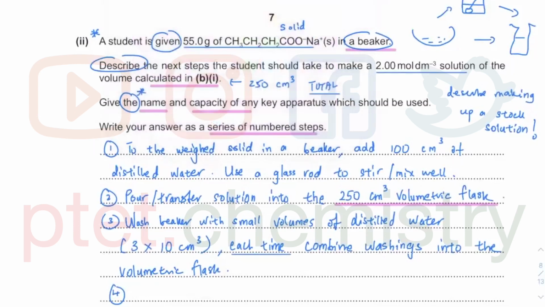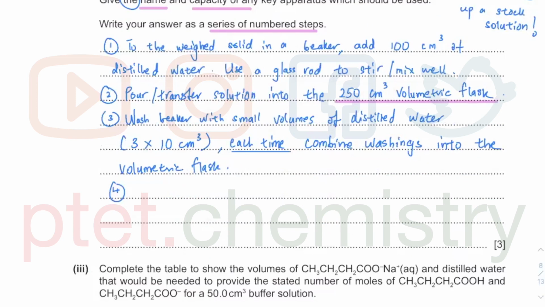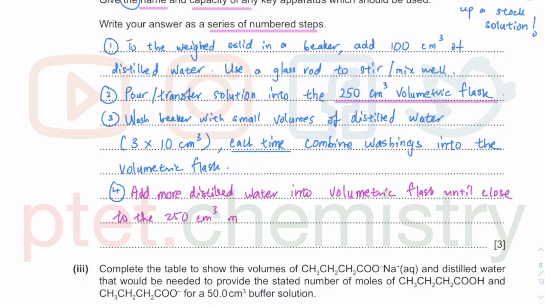Then add more distilled water into the volumetric flask until it's close to 250. You've got to mention drop by drop towards the end, into the volumetric flask until close to the mark, until close to the 250 cm3 mark, and then you add dropwise towards the end. And after I reach the end mark, what do I do?